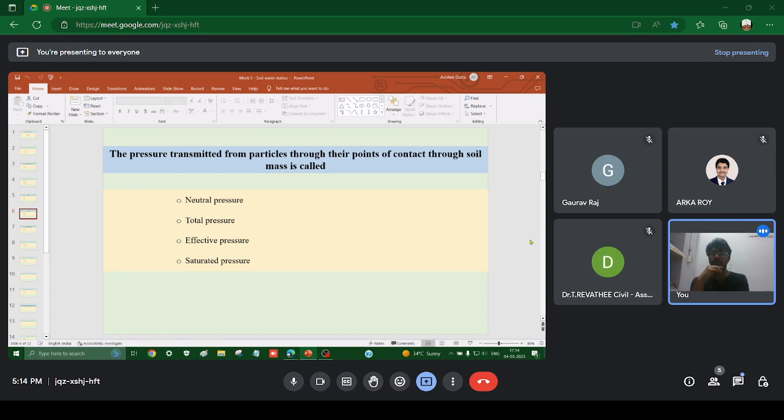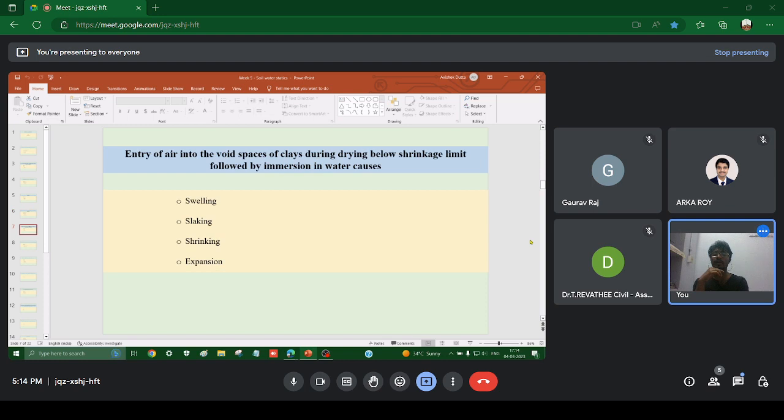I repeat the question. The pressure transmitted from particles through their points of contact to soil mass is called: neutral pressure, total pressure, effective pressure, or saturated pressure. Next question.